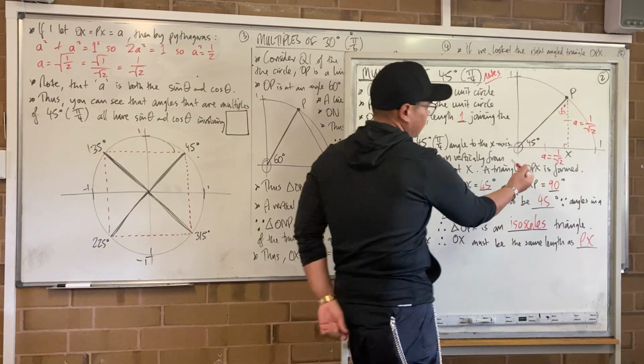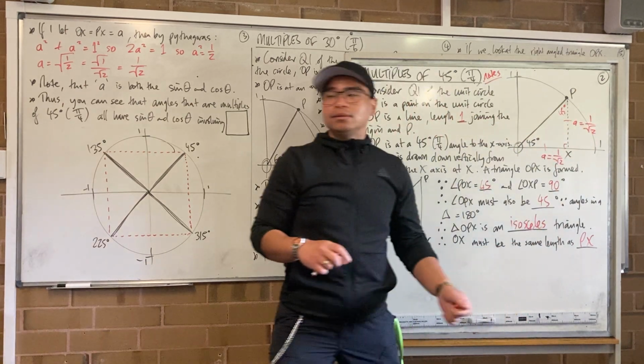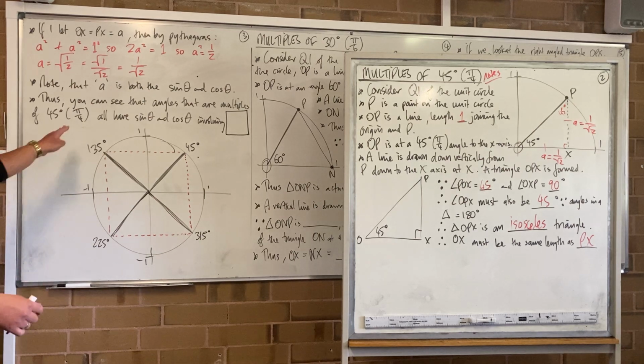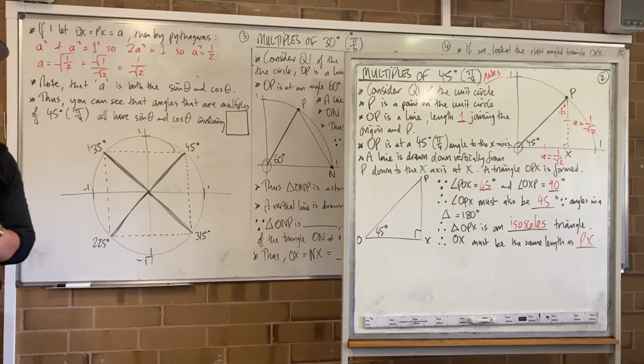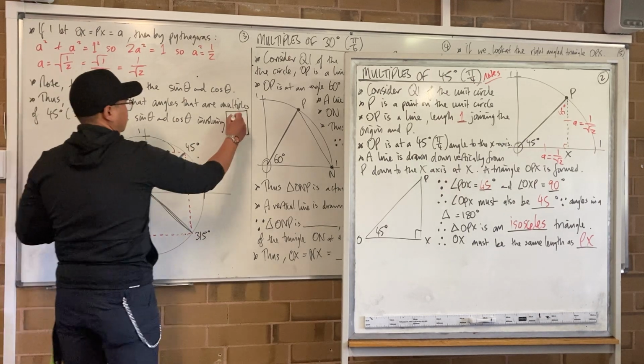It's how far you went across. It's also how far you went up. So you can see, hopefully, in my illustration here, can you see that the angles that are multiples of 45 degrees, pi on 4, they're all going to have sine theta and cosine theta of what? 1 on root 2.